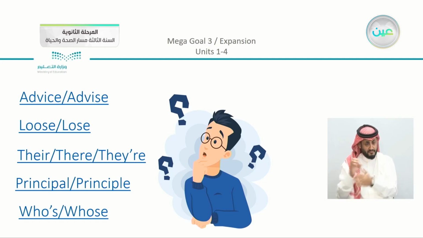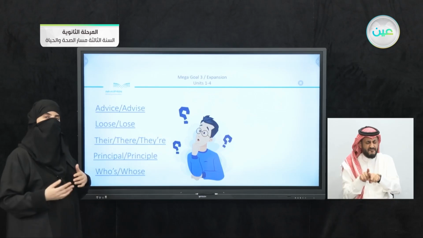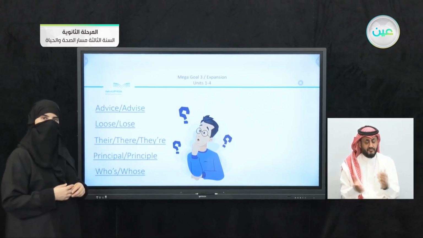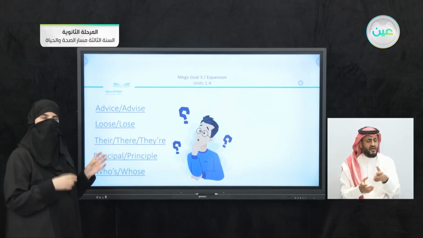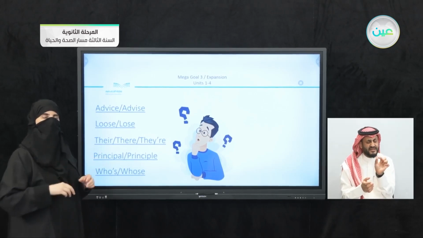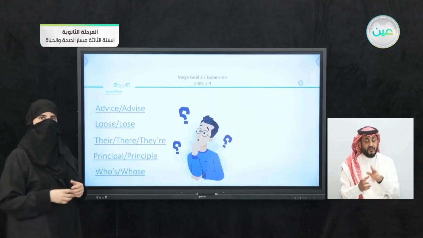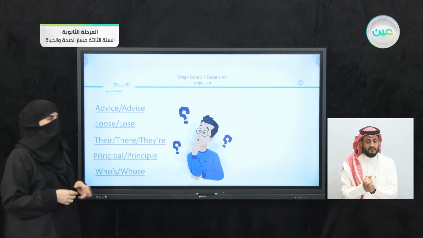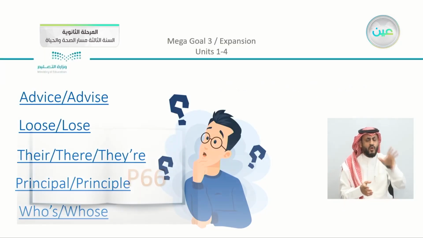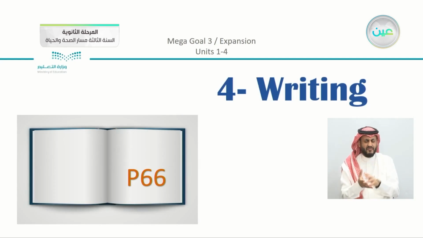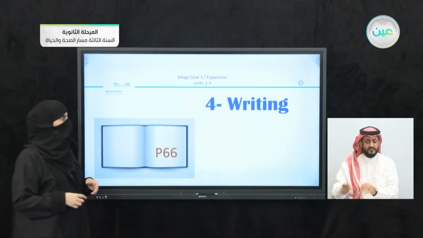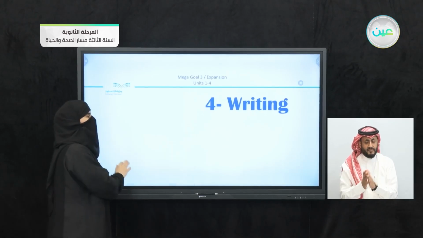We have here their and there. Now we can see that they are very similar in pronunciation. We have here principle and principal also. So what is the difference? You can see there is a slight spelling difference that gives a completely different meaning. And we have here who's and whose. Now these are just examples of some words that might confuse you. We're going to go back to the book on page number 66, and we're going to see what we have more.